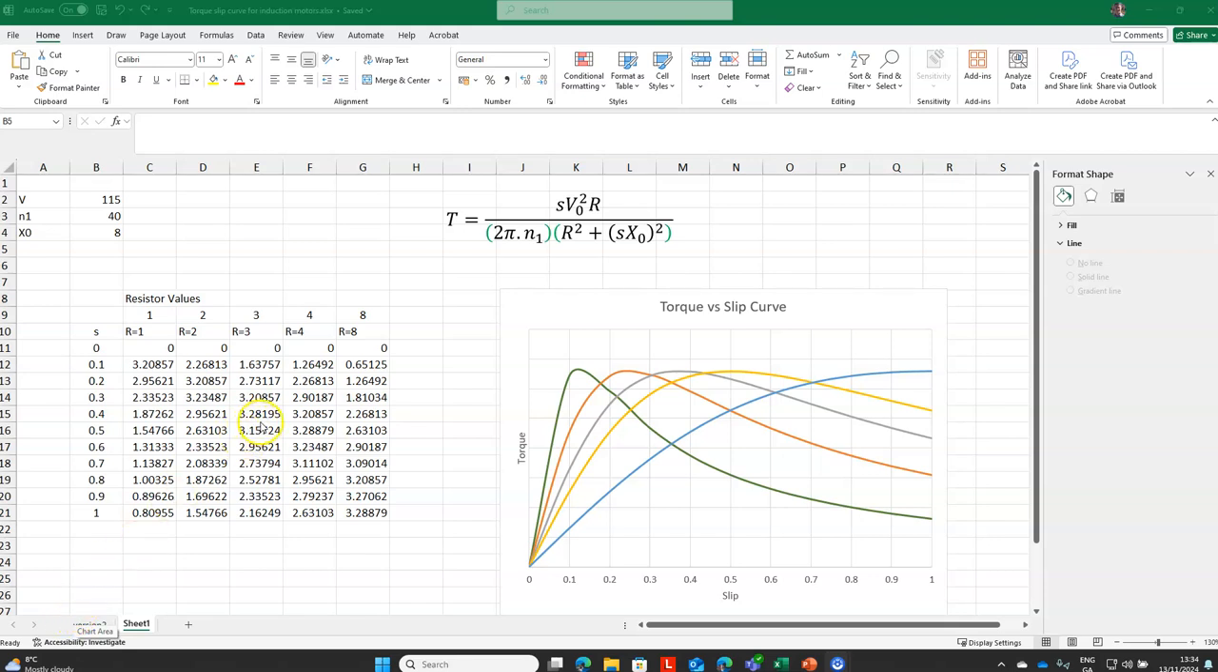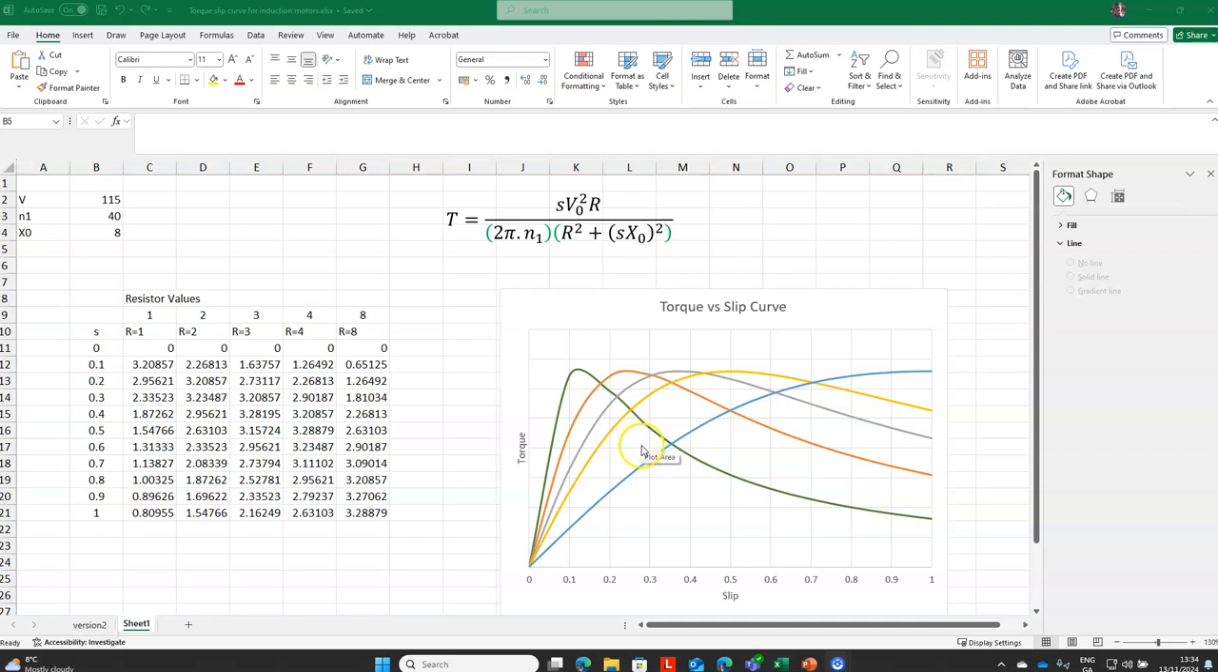So here we have it in Microsoft Excel. I'm assuming a voltage of 115 volts. N1 is 40 revs per second, and X0 is 8 ohms, so the inductive reactance is 8 ohms. I'm going to look at various slip factors, so we're going from 10% slip up to 100% slip. And this is where the resistance is equal to 1 ohm, 2 ohms, 3 ohms, 4 ohms, and 8 ohms. So these are the various torque values.